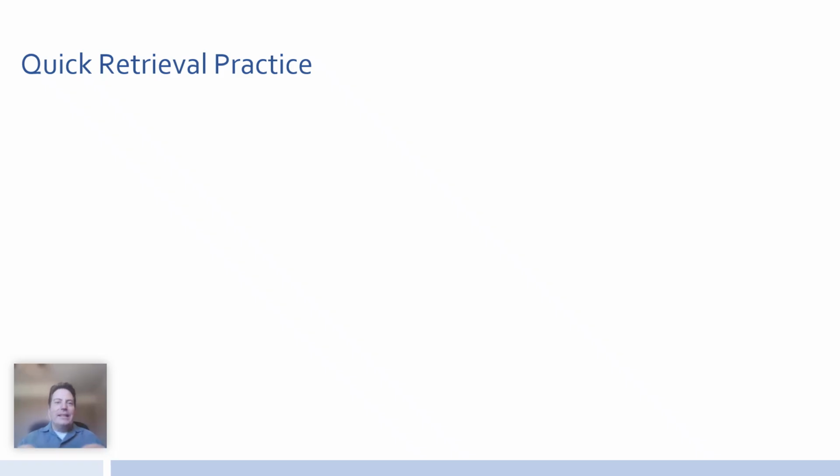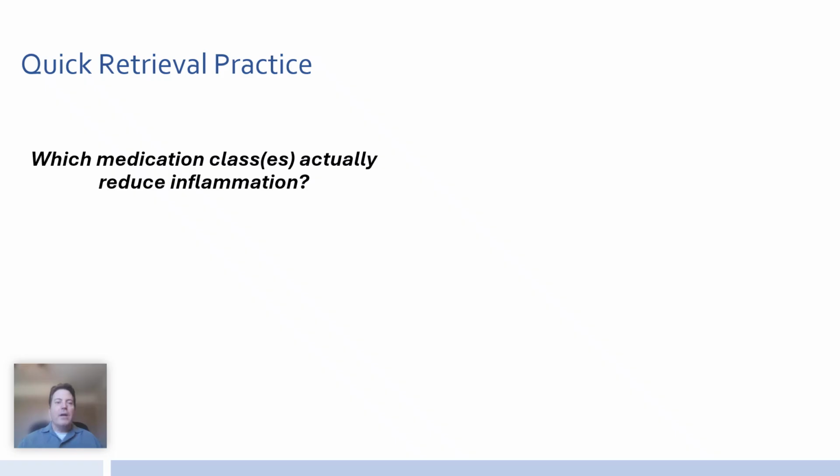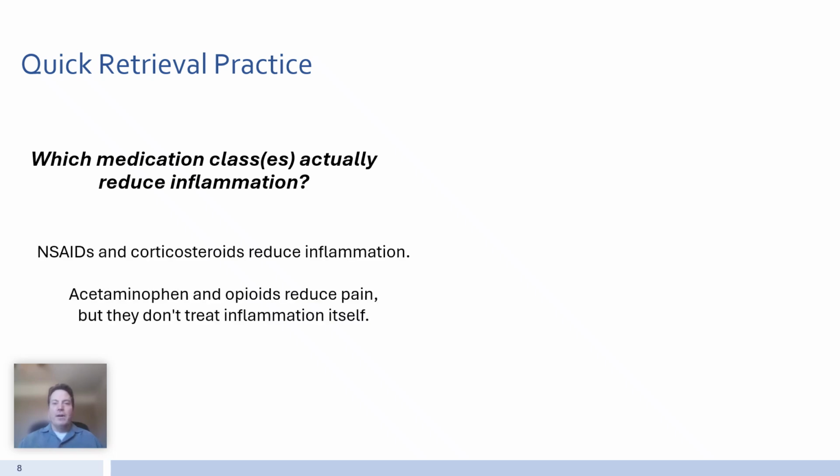Before we do that, let's just stop for a moment. Without looking back at your notes, I want you to answer this question. Which medication class or classes actually reduce inflammation? You can pause the recording if you want. The answer is NSAIDs and corticosteroids. Acetaminophen and opioids reduce pain, but they don't treat inflammation itself. And that distinction becomes really important when you're choosing the right medication for the right patient.